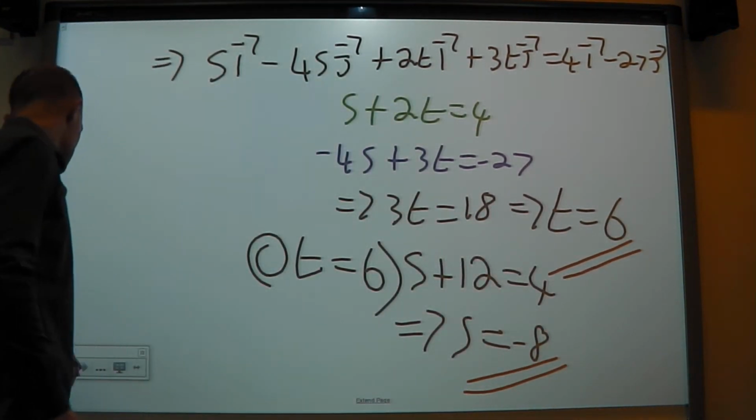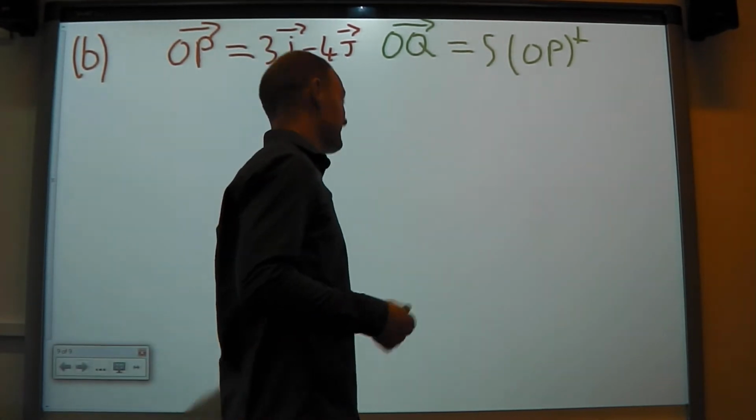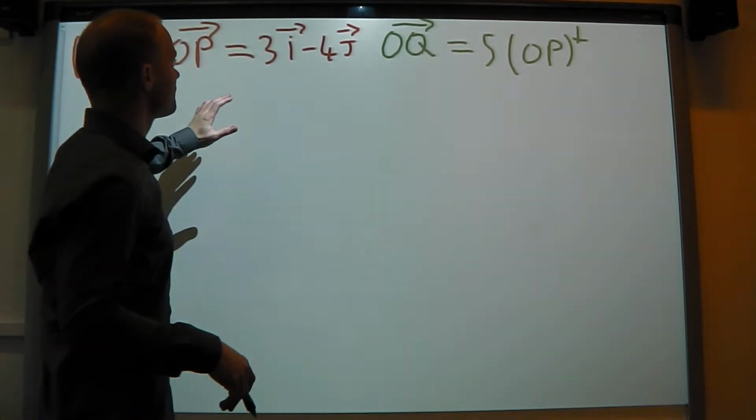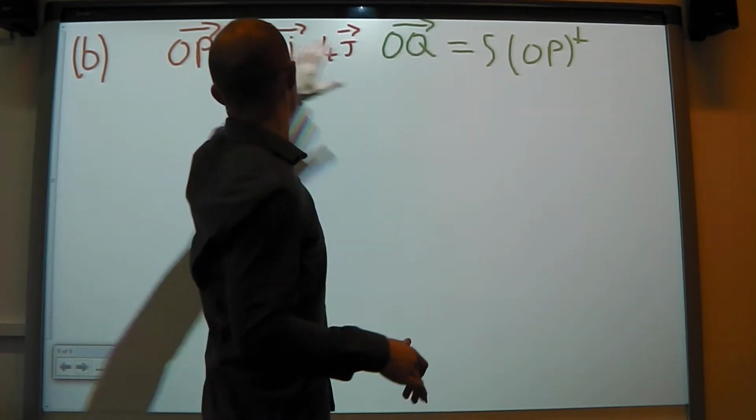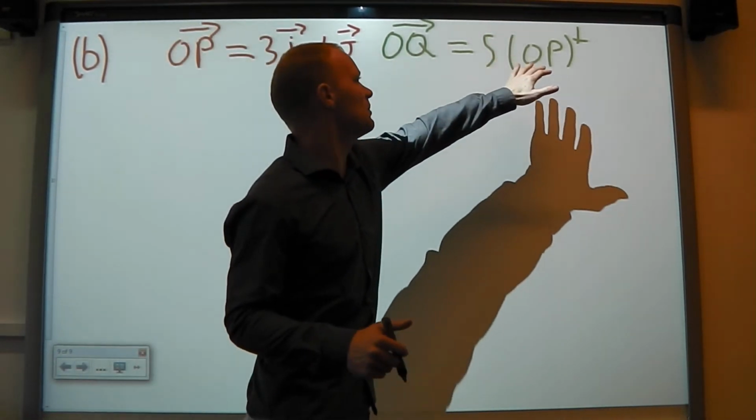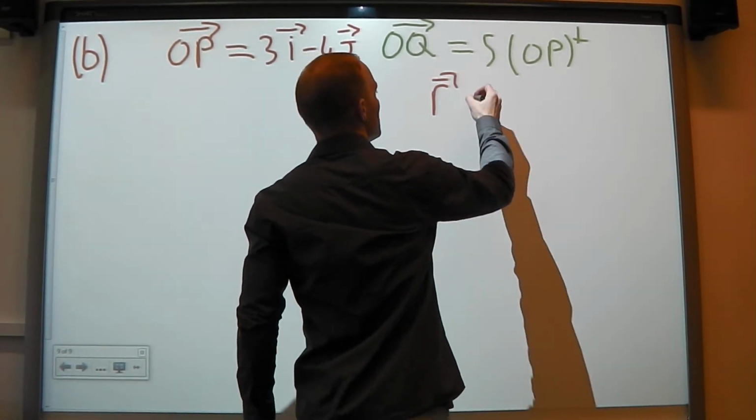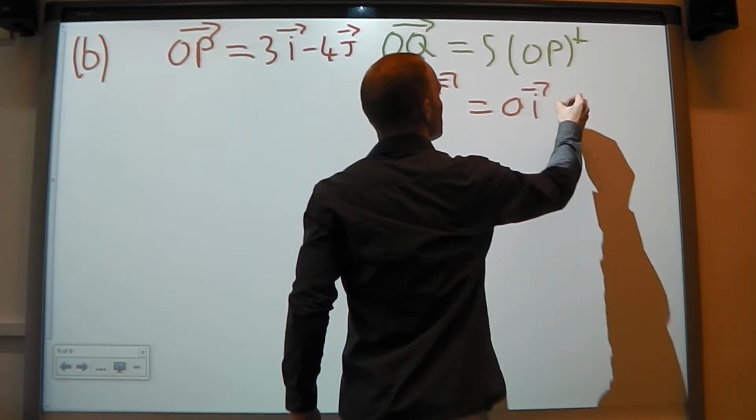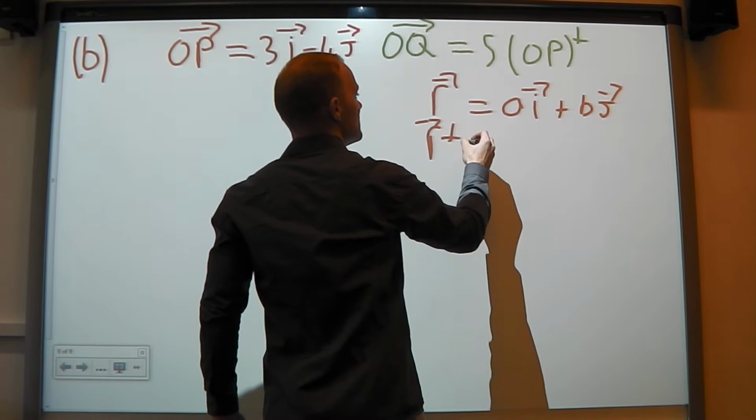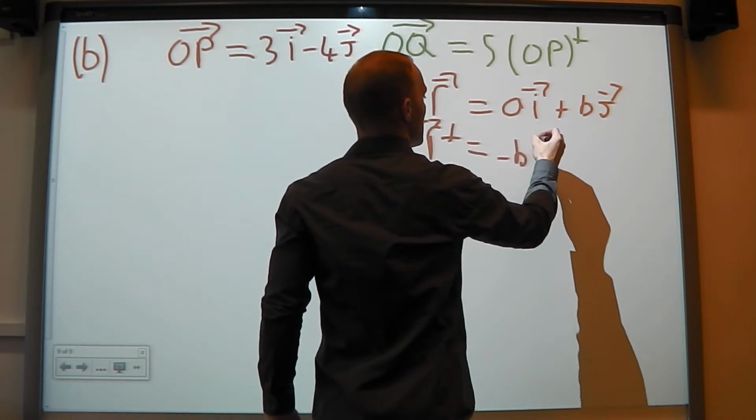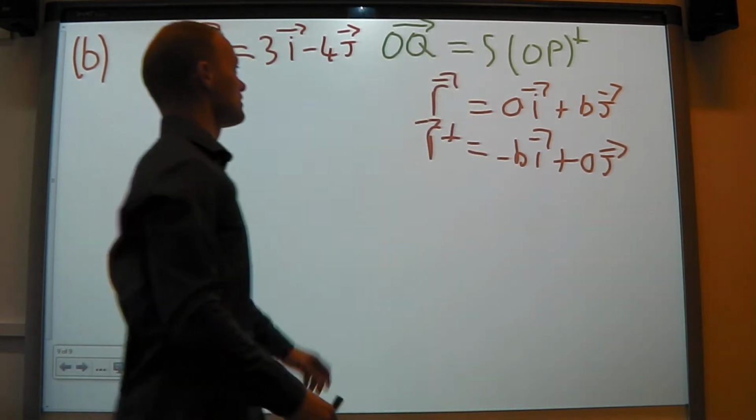Now the second part of this question is also straightforward, as long as you know your rules, and this rule is very basic. We're asked to find this OQ vector in terms of i's and j's, so we have to sub in our OP vector. Just to remind you of this rule: the r vector is equal to ai plus bj, but then our related perpendicular vector is equal to minus bi plus aj. So we'll just use that here.